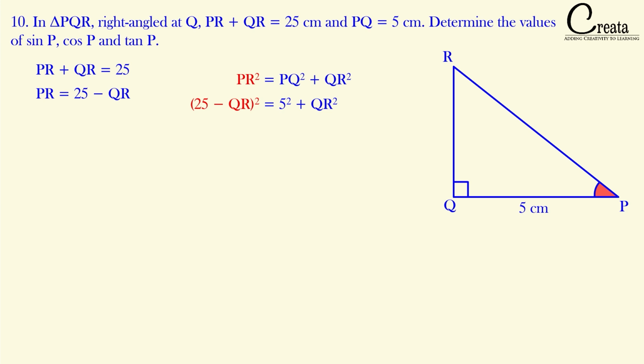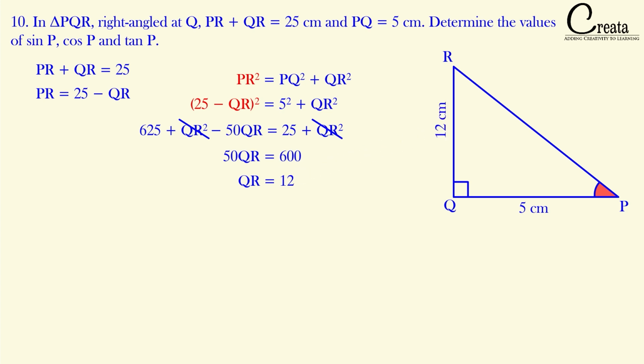If you observe, the only missing term in this equation is QR. Let's solve for QR. Let's open the square. Here QR square and QR square will cancel out. Let's further solve it. We got the value of QR as 12 centimeter. So we got two sides of the triangle. Let's find the third missing side, that is PR. In the equation, PR plus QR is given as 25 centimeter, and just now we have calculated QR. Let's put the value. On solving, we got PR as equal to 13 centimeter. Okay, simple calculation. Now we got all the three trigonometric sides of this triangle.